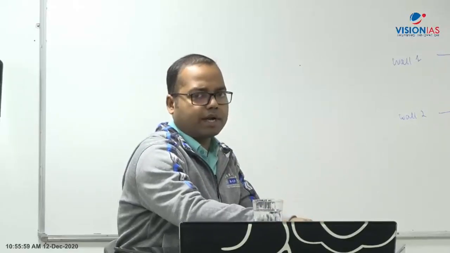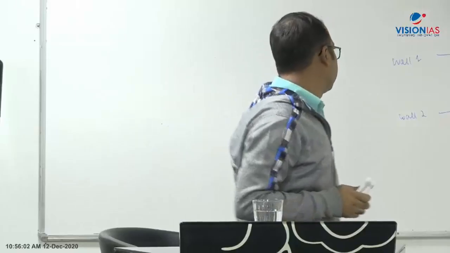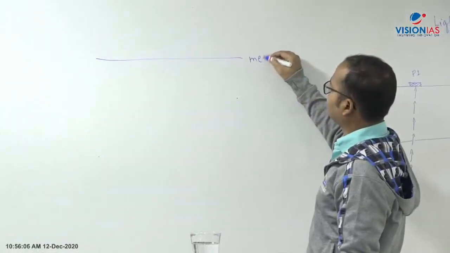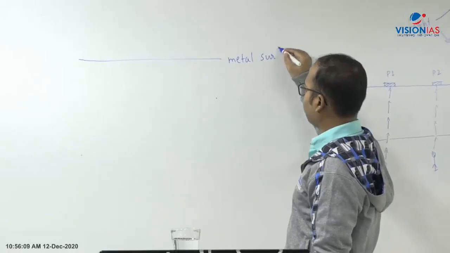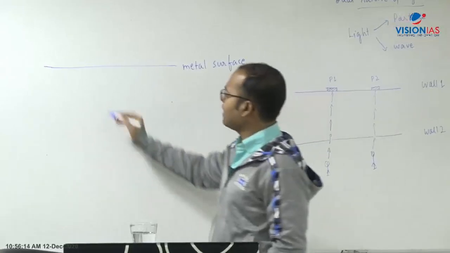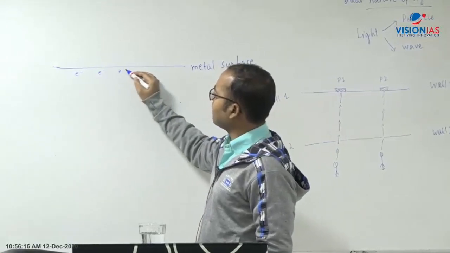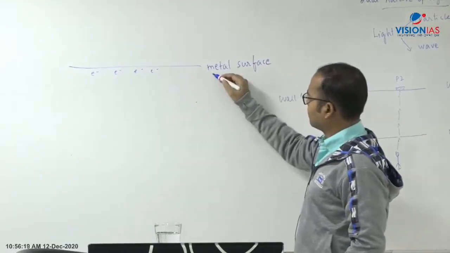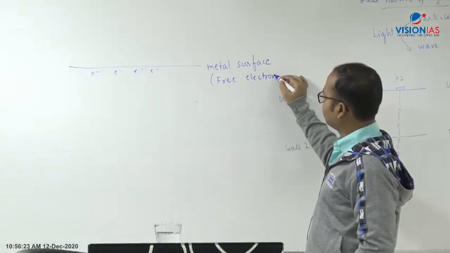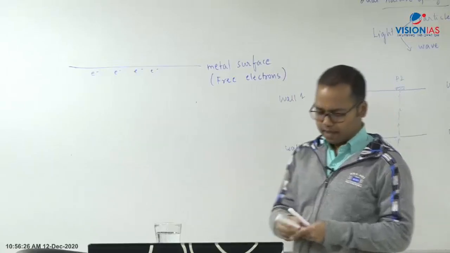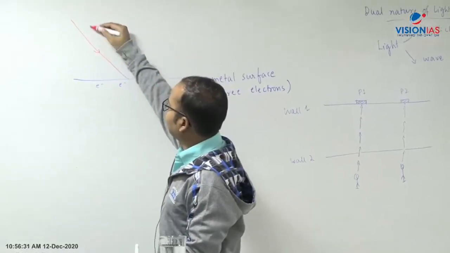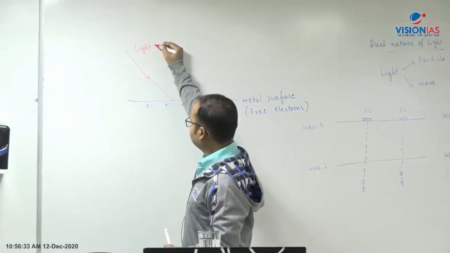So Einstein exploited this property. What he did, he took a metal surface. Okay, just understand this. He took a metal surface. Why? Because metals have free electrons on their surface. Then he did one thing. He bombarded light of a specific frequency.